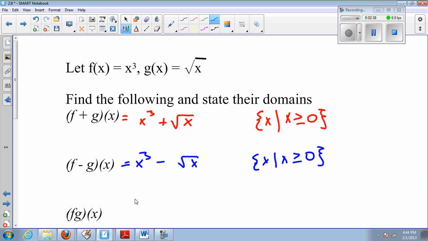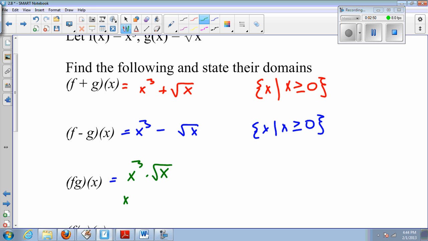f times g of x means we take x cubed times root x. Let's rewrite root x as x to the 1/2. And when the same bases are multiplied, we add the exponents. So it goes to x to the 7 halves. Same domain as before.